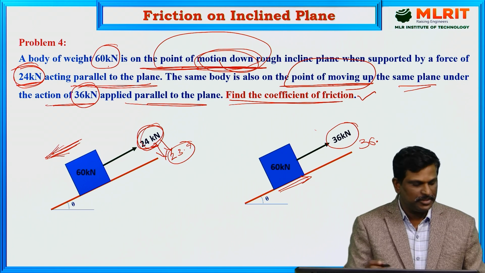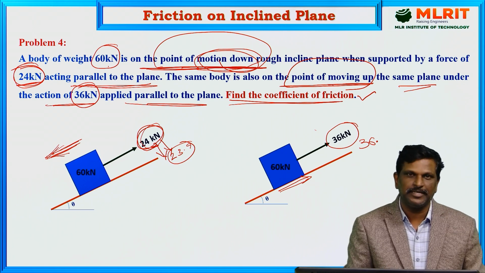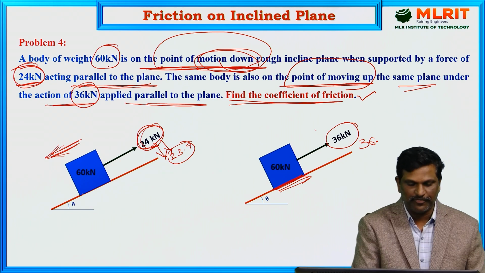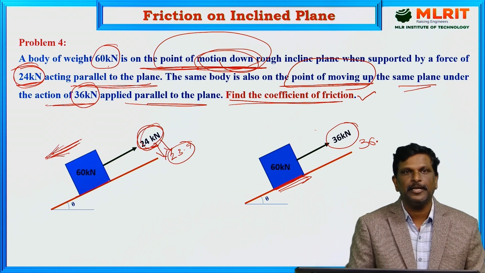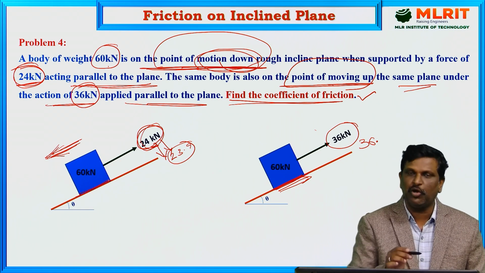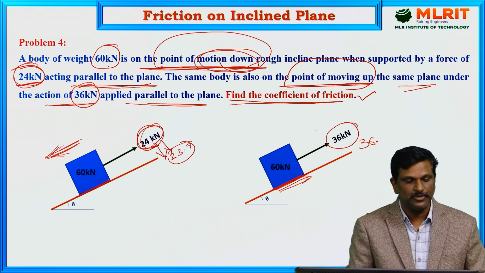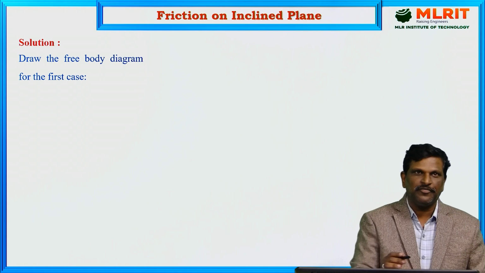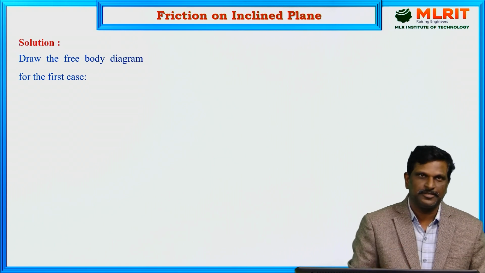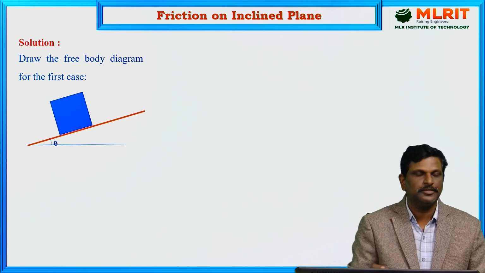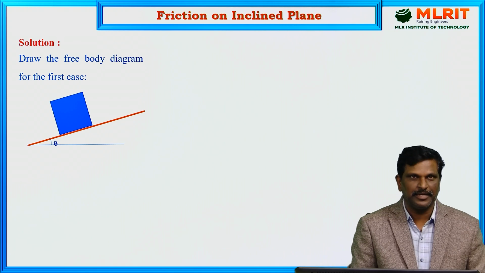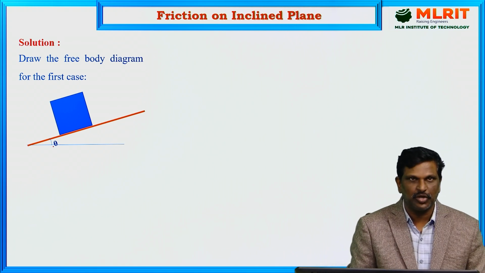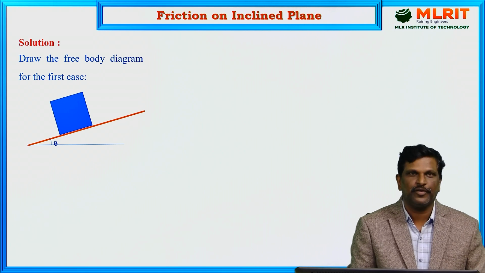Now by using these two conditions, find the coefficient of friction between the inclined plane and the block. Okay, let us solve the problem. First, draw the free body diagram for the first case. The block is resting on an inclined plane. In this case, the inclination of the plane is also not given. We have to find it.